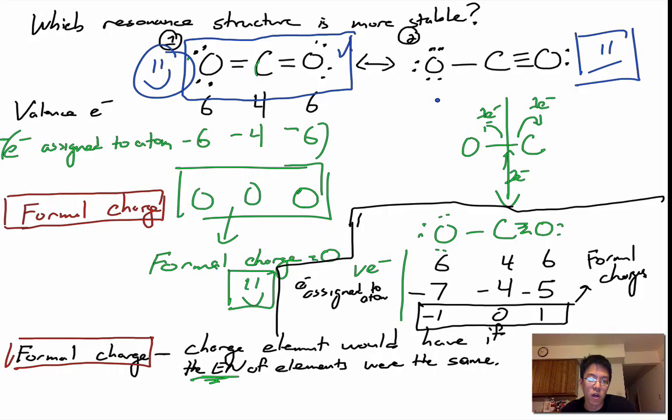So if I wanted to make an argument, I'd write down something like, hey, resonance structure 1 is better than resonance structure 2 because all the formal charges are 0. That means the elements are better capable of handling the electrons that they have. All right, wonderful.